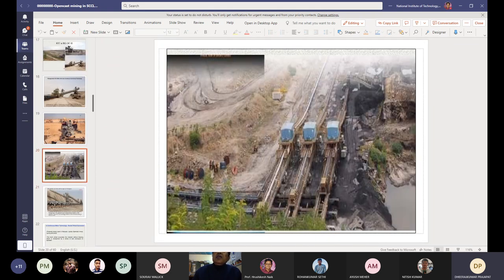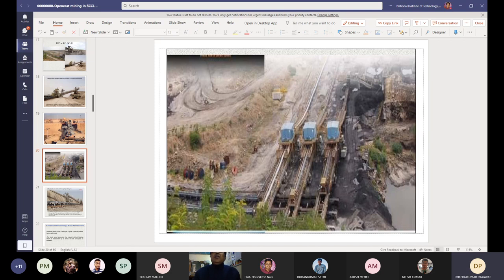And clearly in this diagram you can see these are the crusher houses. This is the crusher house, this is the crusher house, and after crushing the material, this is the belt conveyor. With the help of the belt conveyor, the material flows in the required direction. So this is the technology they are using.